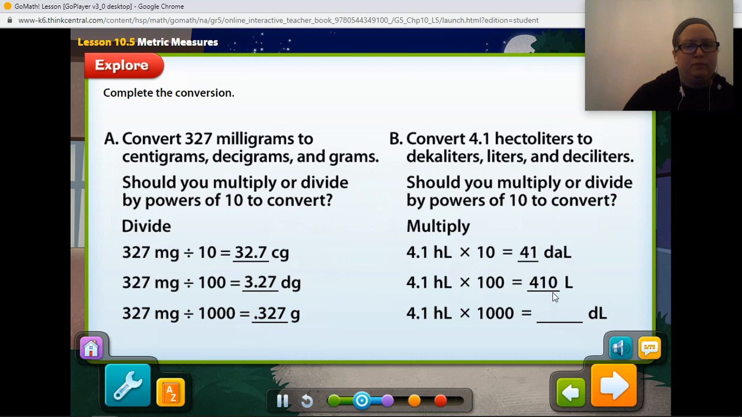How many deciliters are in 4 1/10 hectoliters? Multiply by 1,000 to find out. 4 1/10 hectoliters are equal to 4,100 deciliters. Since you're multiplying by 3 powers of 10, you move the decimal point to the right 3 places.